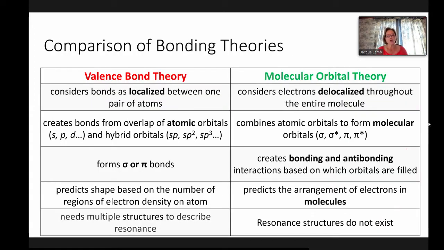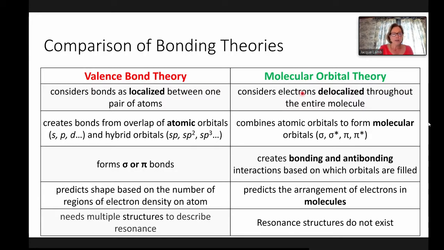Let's take a look at a comparison of the two. Valence bond theory considers bonds as localized between one pair of atoms. All of the electrons you see are either lone pairs centered on one atom, or they're localized between one pair of atoms. Molecular orbital theory considers electrons delocalized throughout the entire molecule.